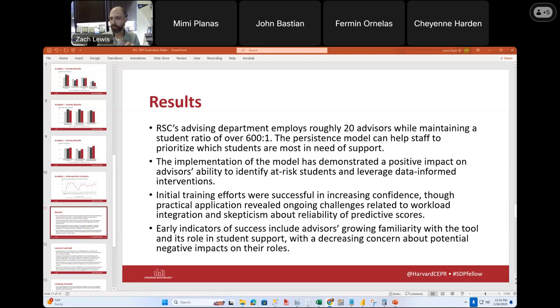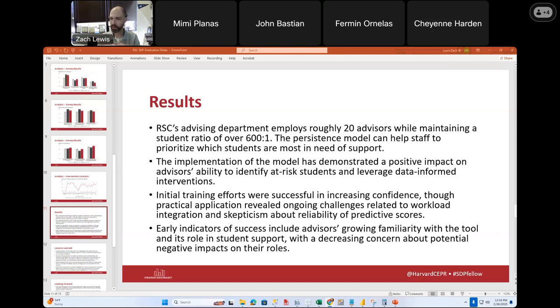Though we're noting that practical application, as advisors started to really use this and engage with students in kind of a one-on-one capacity, did reveal some challenges and some other skepticism related to how to make this happen in practice. Some early indicators for us in terms of success include advisors' growing familiarity with the tool and its role in helping to support students, with some decreasing concerns about the potential negative impacts that they felt they were perceiving on their role specifically.